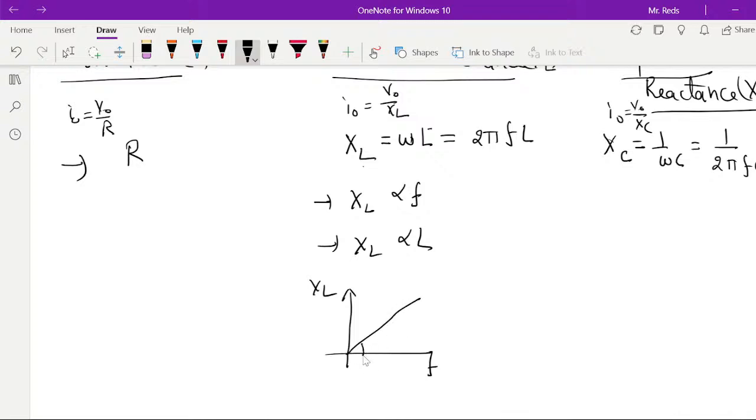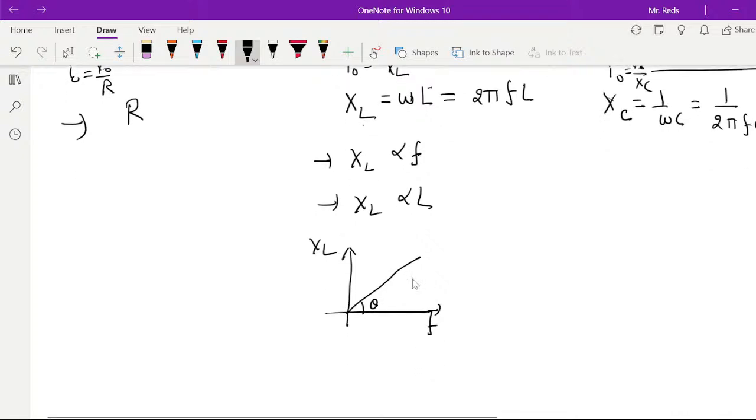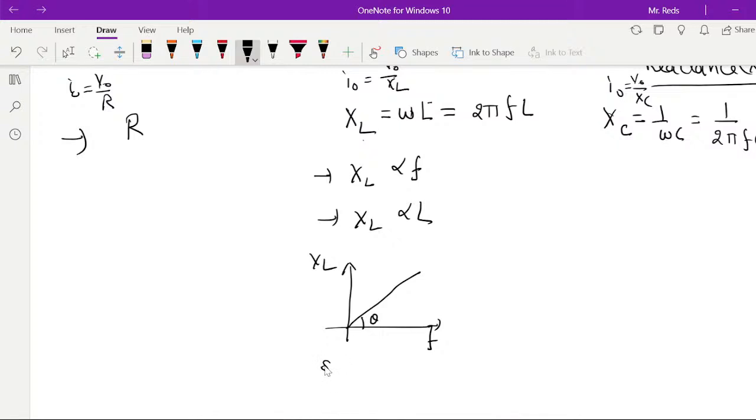So if you say this is making an angle theta with the frequency axis, then the slope of this graph gives the change in vertical side by change in horizontal side. This is nothing but XL. Slope is equal to tan theta is equal to XL by f. These terms are used for this kind of graphs also. Directly concept based graphs will be asked in questions. You have to remember this.